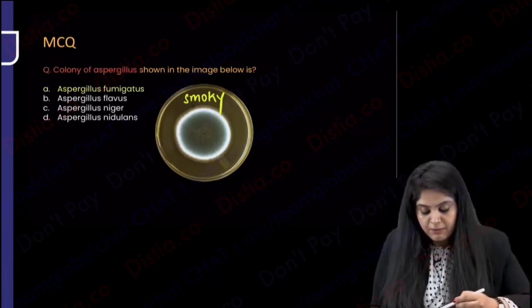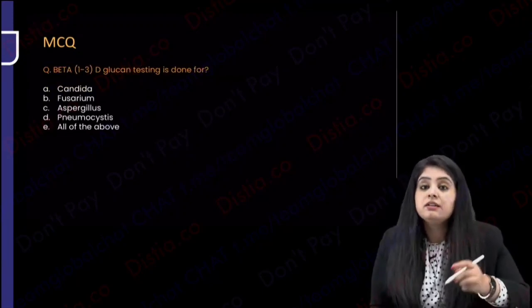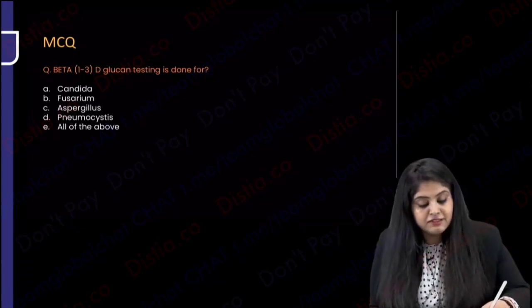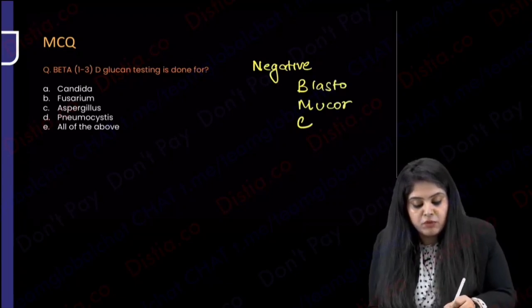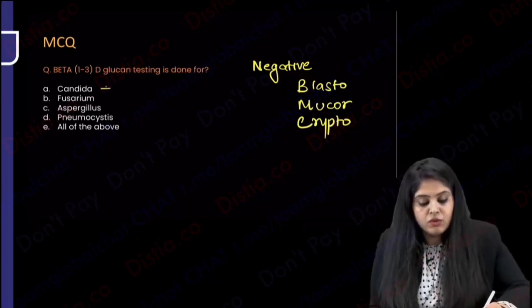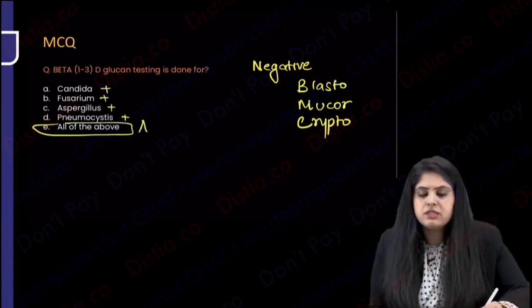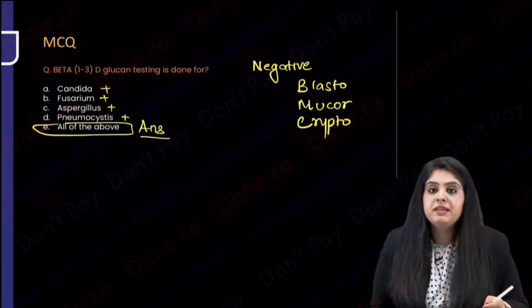Okay, having said that, coming on to the next question, beta-1,3-D glucan testing is done for. So I told you, rather than learning what it is done for, let's learn what it is not done for. So what is it negative in? It is negative in BMC. Do you remember? B was for blastomyces, M was for mucor, and C was for crypto. So I don't see any of those. Candida yes, fusarium yes, Aspergillus yes, Pneumocystis yes. So it can be done for all of these. What it is not done for is going to be BMC.